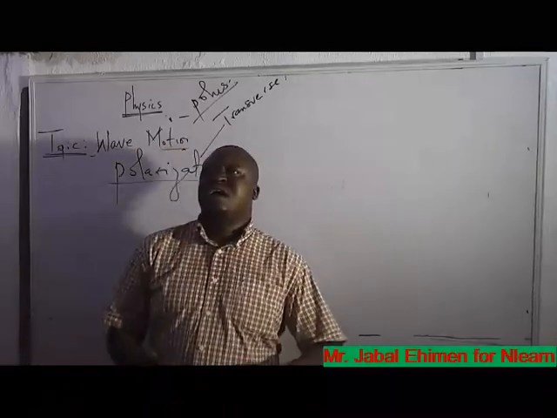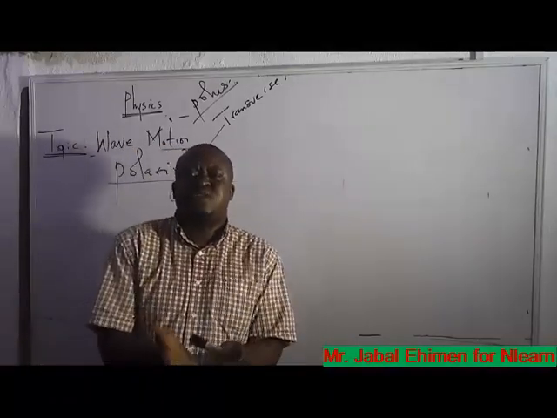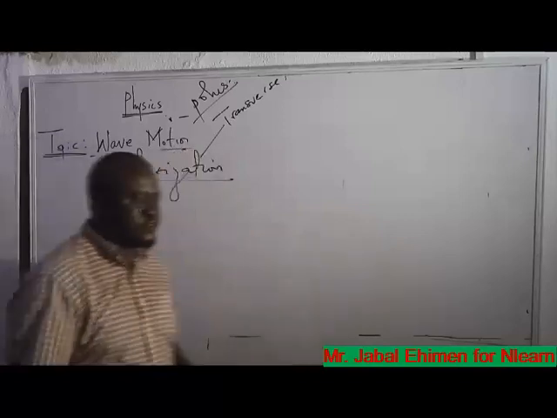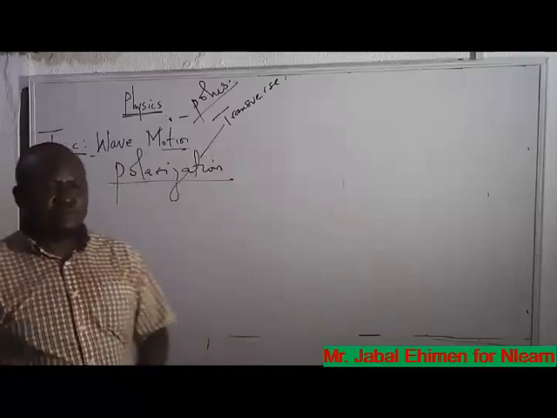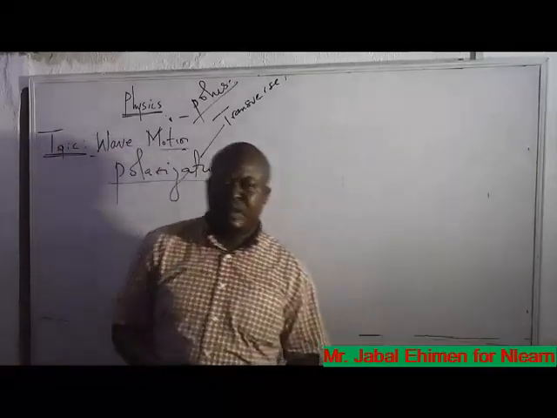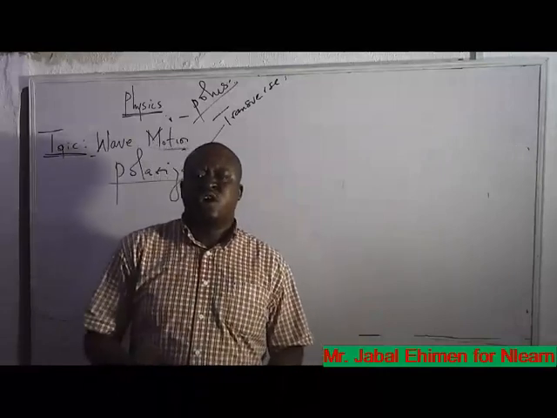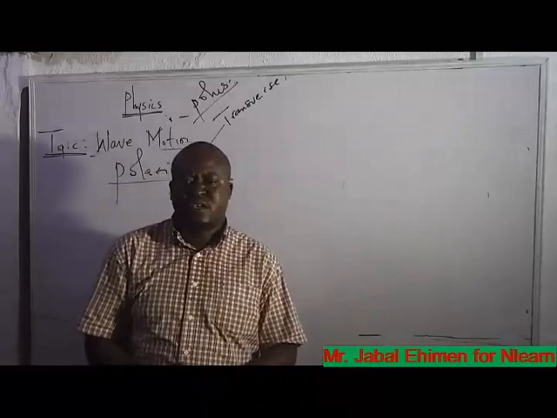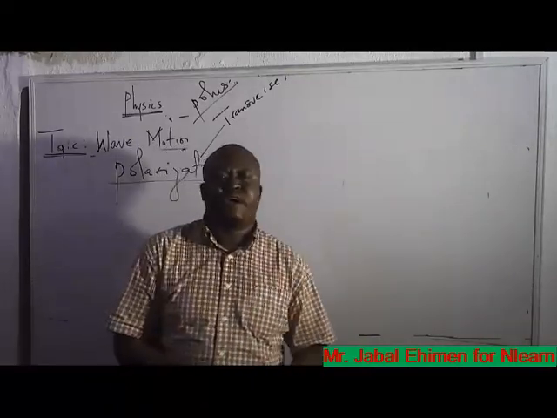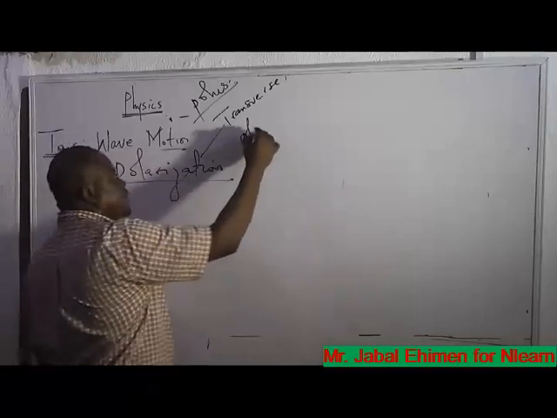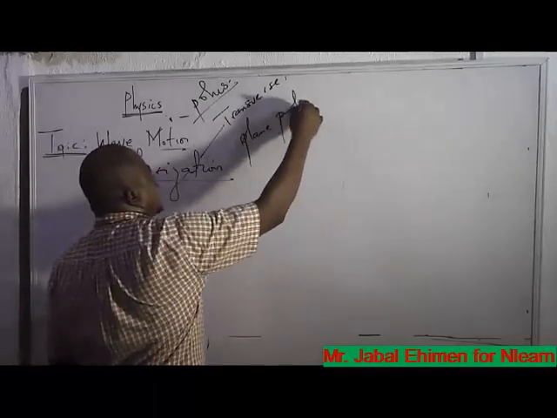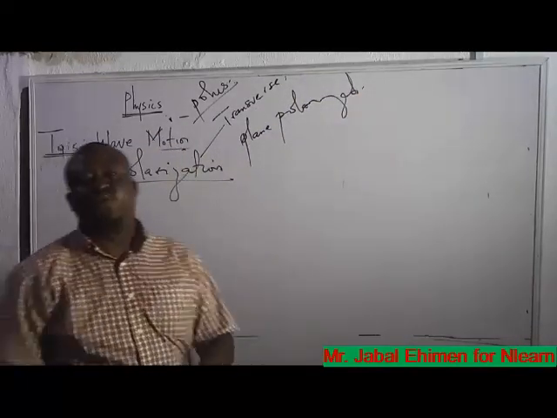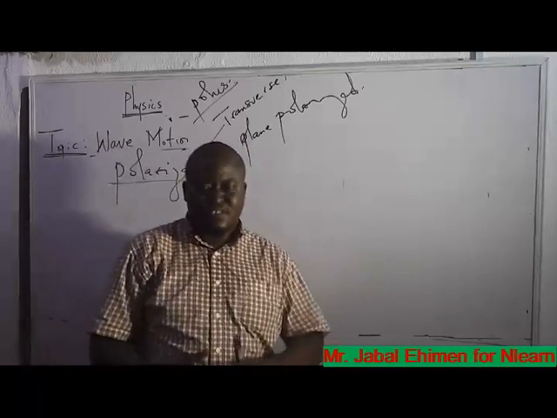It's just a phenomenon. It's just an occurrence when light is made to travel in only one plane. That's just what polarization is. When you make light travel in only one plane, one direction, it is said to be plane polarized. So when light is made to travel in only one direction, it is plane polarized.